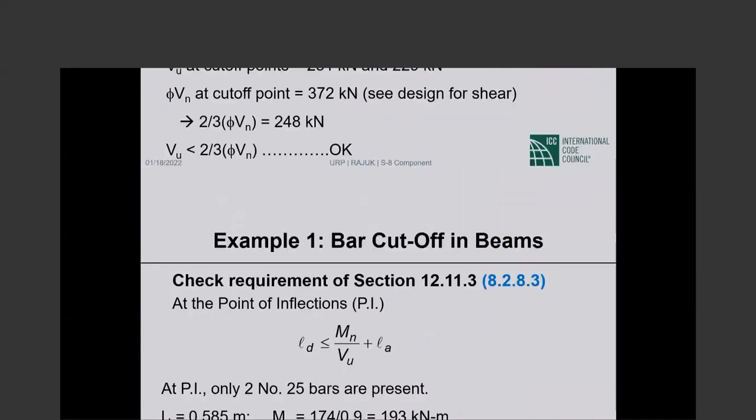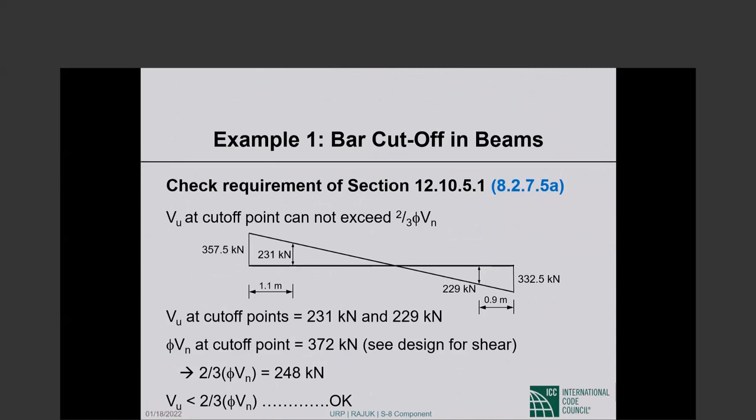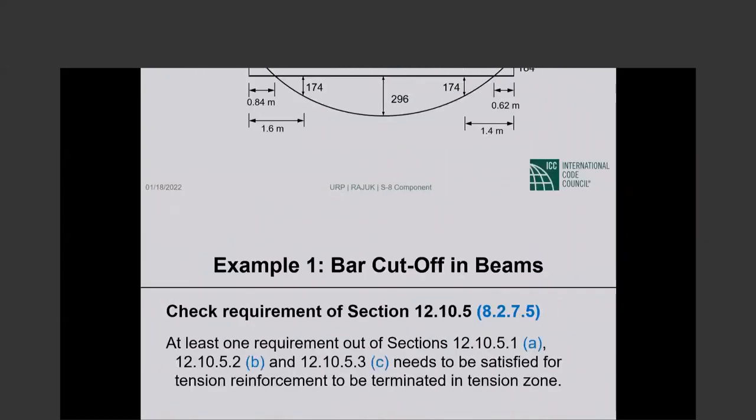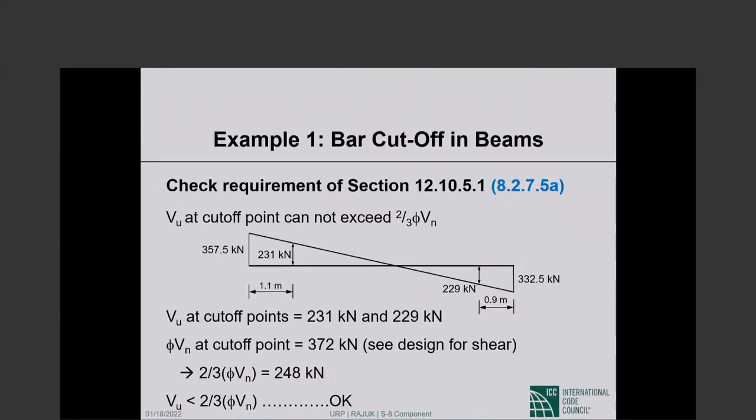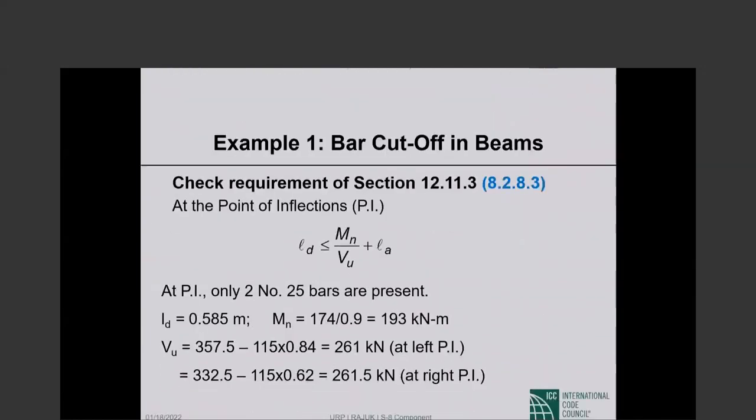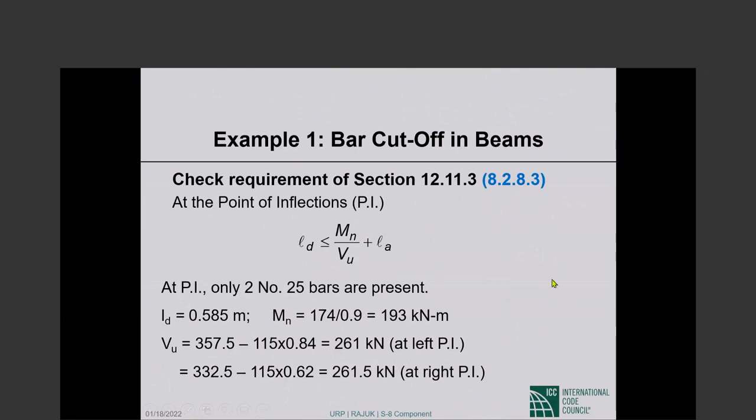Okay, the 174 was the moment diagram before here. Okay, so this is the number. At the inflection point, there are only two number 25 bars. The number 28s have been discontinued. So yeah, so at point of inflection, only two number 25 are present.